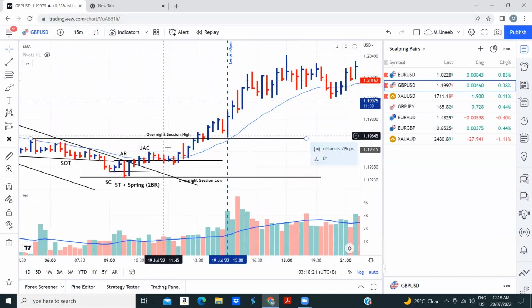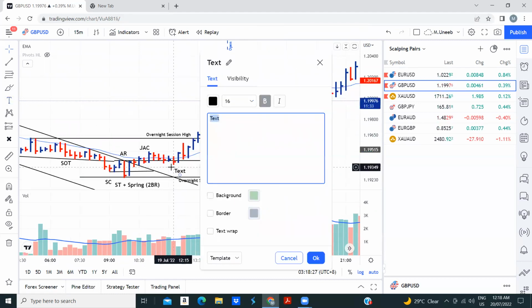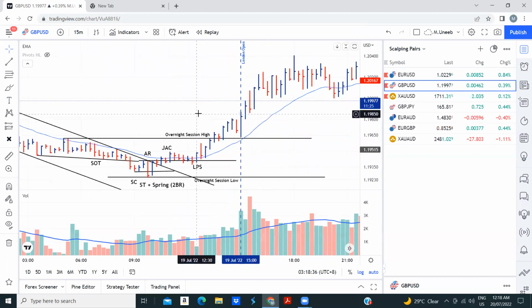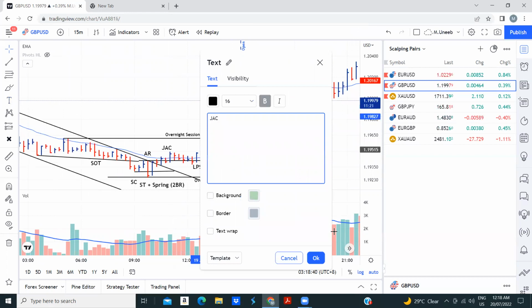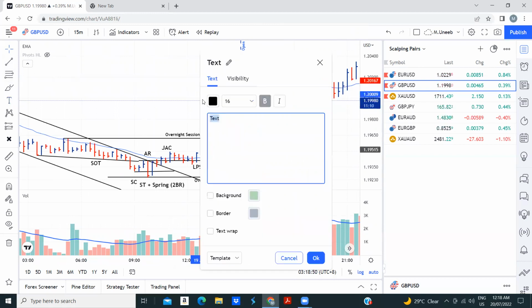You can see, but we will not take a trade here because we only take the trade after the London Open. So this one is LPS, last point of support. And if this is the last point of support and the price breaks through the overnight session high, this is again JAC. And I told you after the JAC, the price will always have the reaccumulation structure. So this would be reaccumulation here. Remember that.